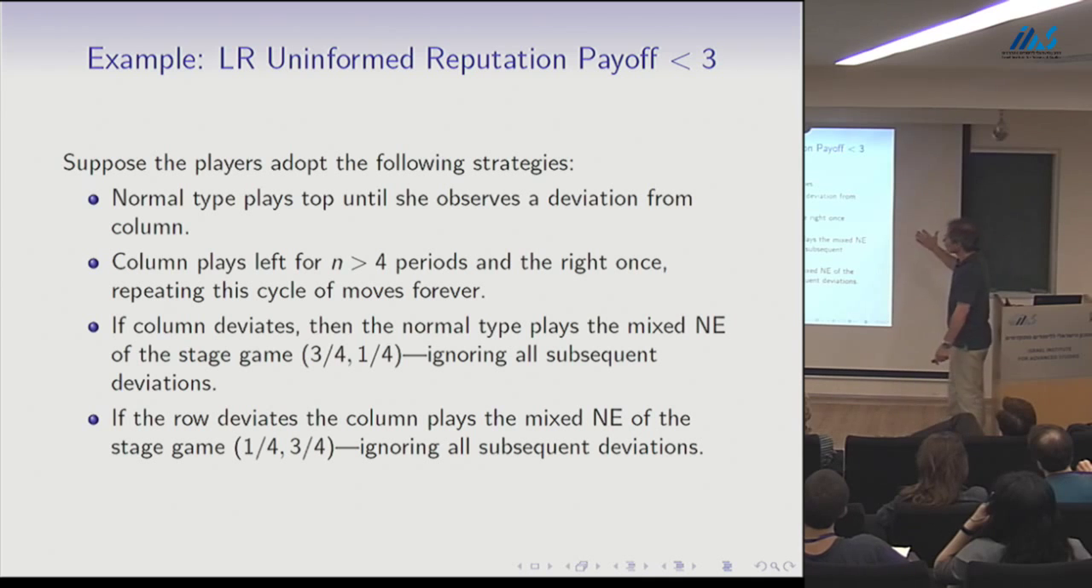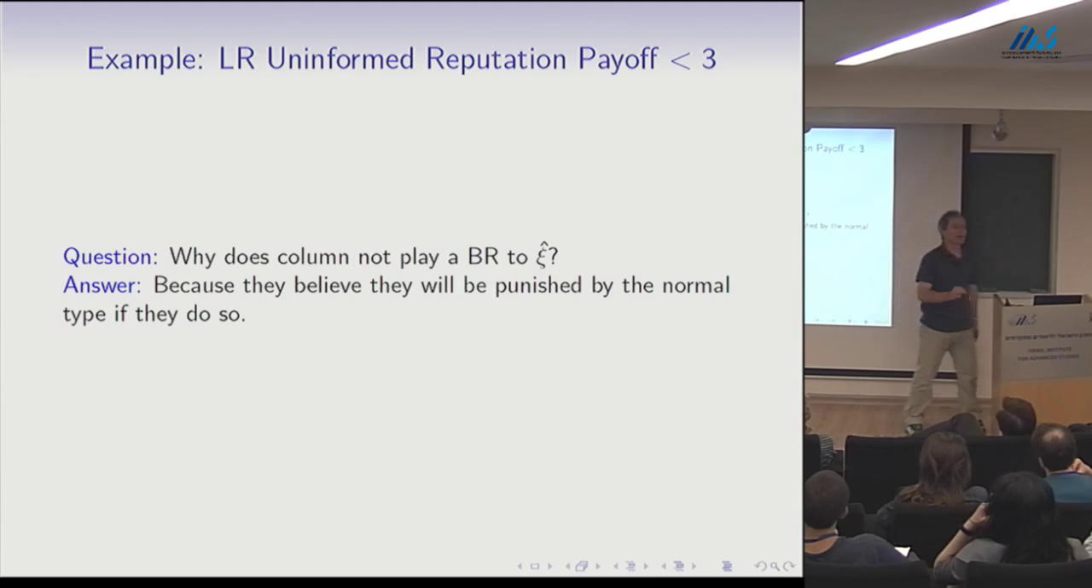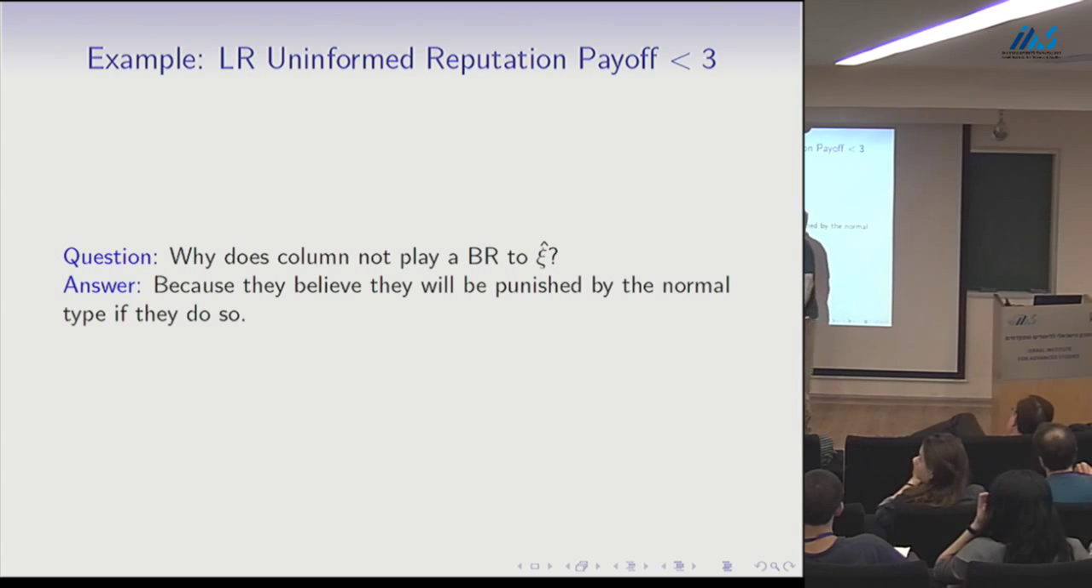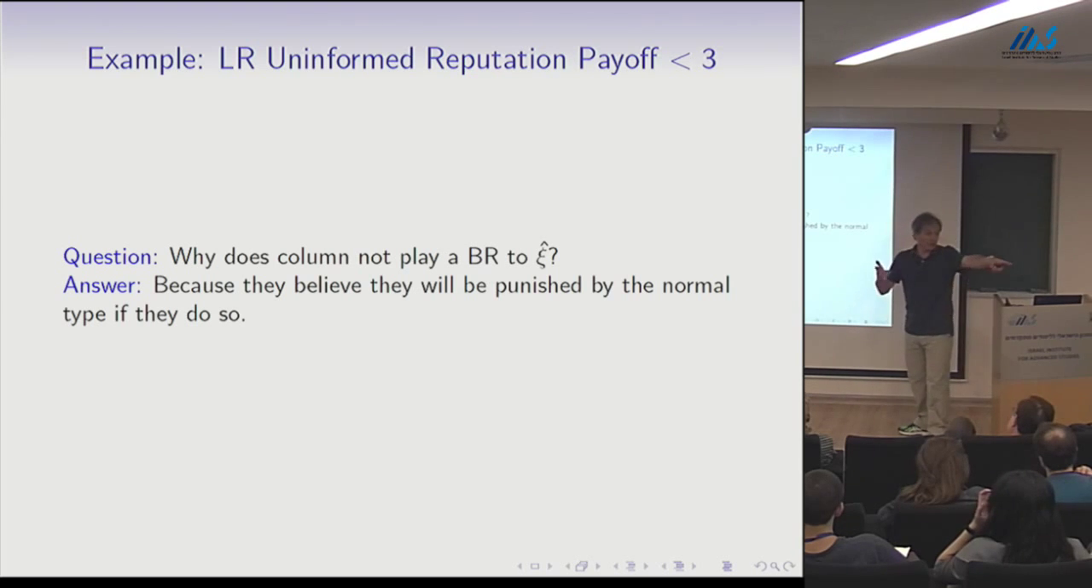Okay? So we need to check that this is an equilibrium. And the real puzzle here, I suppose, is the following question. Why does the column player not play the best response to get 3 every period? Why is it willing every nth period to get 0? And the answer to that is because they believe they will be punished if they don't carry out this pattern of behavior. And because they're patient, they care about this punishment. Question? No. Okay.